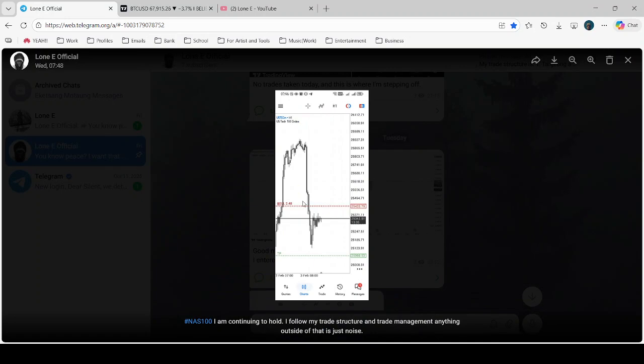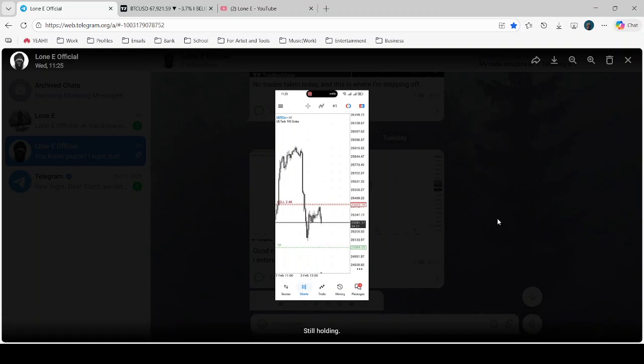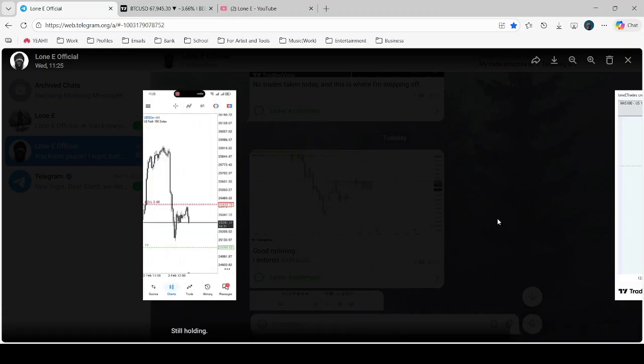And as you can see, as much as the NAS 100 was clearly heading down to my take profit, now it started reversing, creating another shift of structure. But I was still confident enough in my trade. I didn't close this trade. As you can see, I was still holding.